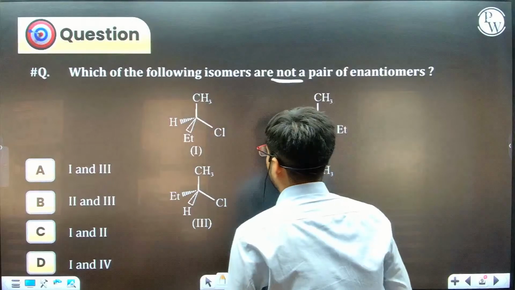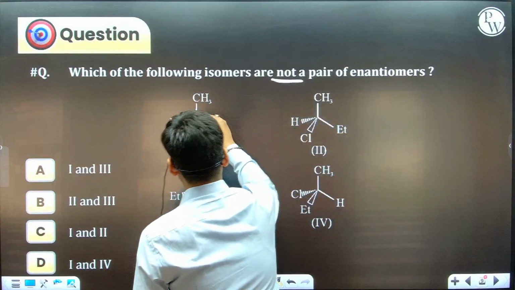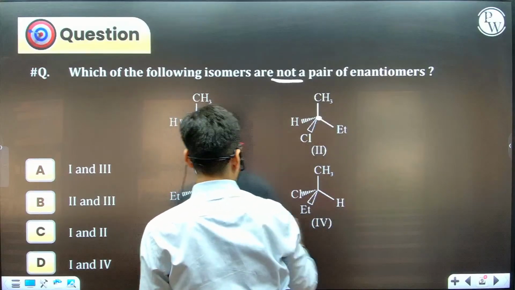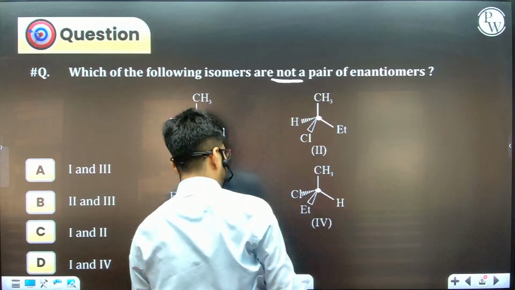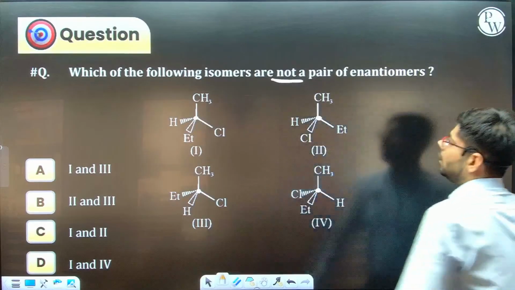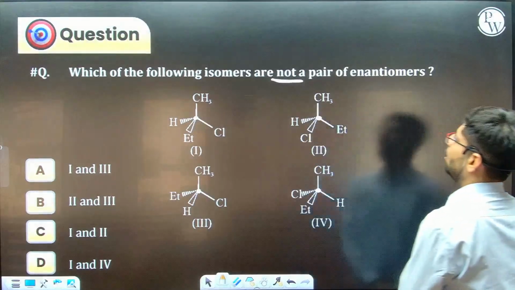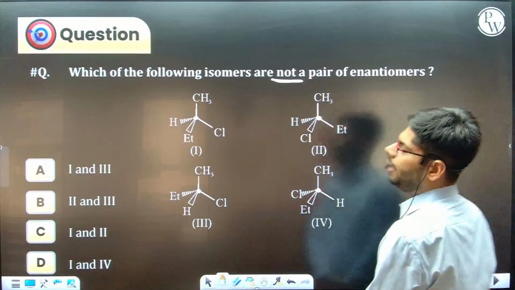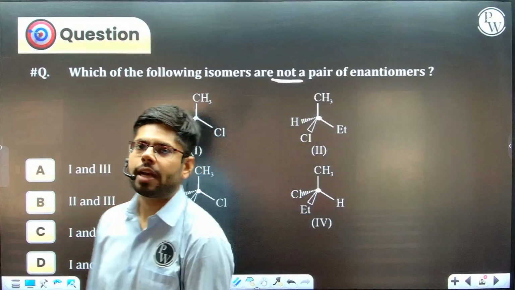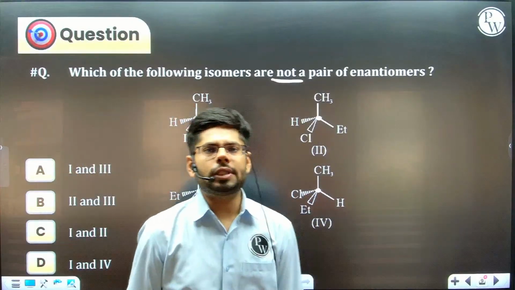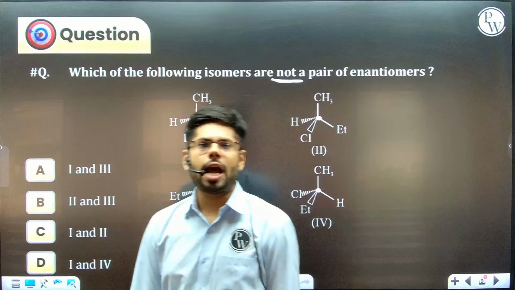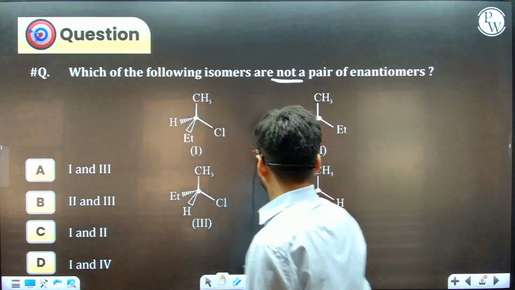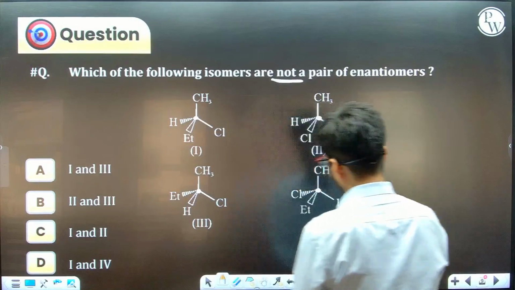So let's see. This is the chiral carbon in 1. This is the chiral carbon in 2. This is the chiral carbon in 3. And this is the chiral carbon in 4. Okay. Now in the question they have asked us which isomers are not a pair of enantiomers. Not. So if I perform 2 swaps around the chiral carbon, then the 2 compounds will remain the same. That means they are identical to each other. So they are not a pair of enantiomers because they are identical. Let's see which 2 are identical.